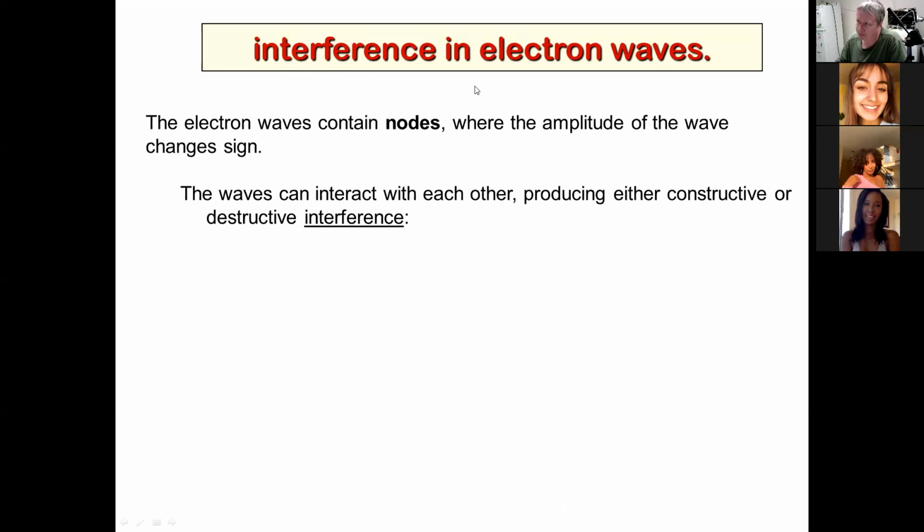There's this concept of interference of electron waves. Electron waves contain nodes, which is where the amplitude of the wave changes sign. I'll show that in a second. Waves can interact with each other and be either constructive or destructive. I always think about that as bonding and anti-bonding. The wave might reinforce itself or cancel itself, okay?